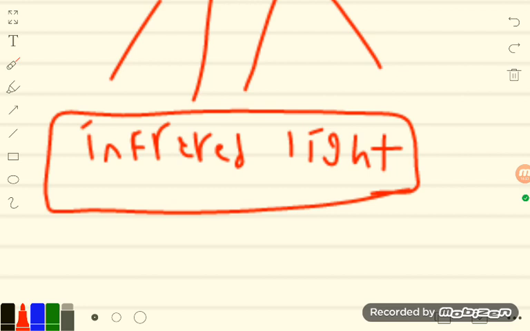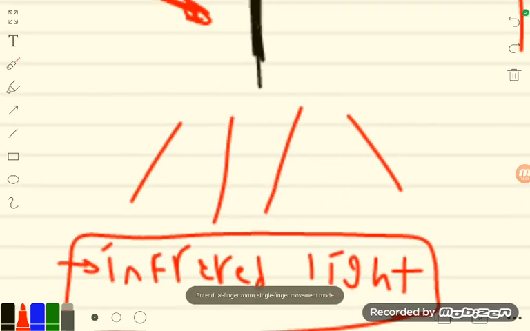How do we get energy from the sun, guys? It doesn't just come in the form of light. We have gamma rays, we have X-rays, we have many things that are emitted by the sun. Solar storms and stuff. Anyway, so we have this part called infrared light. This infrared light has to do with heat.